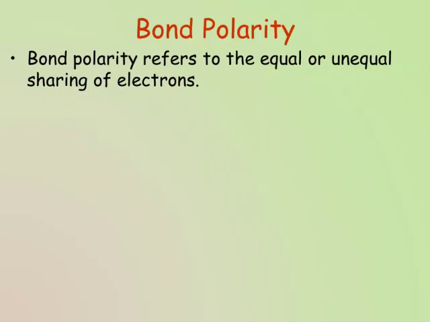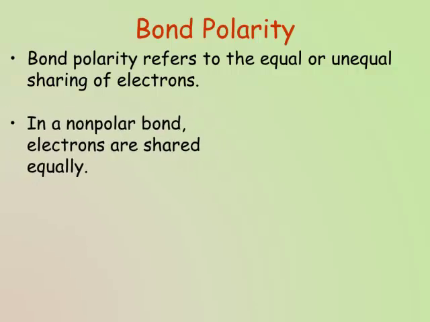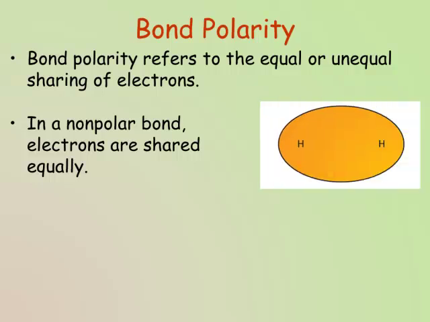Before we discuss polarity of a whole molecule, though, we need to first look at the polarity of an individual bond. Bond polarity refers to the equal or unequal sharing of electrons in a covalent bond. A covalent bond is nonpolar if the electrons are shared equally, like in a diatomic molecule, hydrogen or chlorine, for example. In this illustration, the orange area represents the electron density around those nuclei. Notice that it's very uniform because the electrons are shared equally between these two identical atoms.